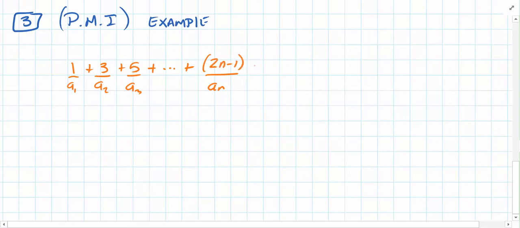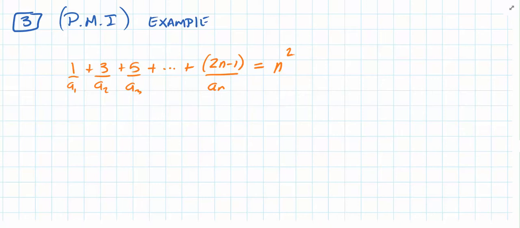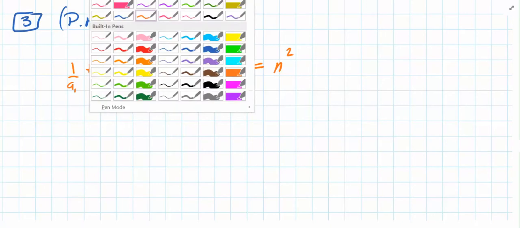All right, and we are saying that that simply adds up to what? What did we discover? N squared. Okay, now, this is a very, very classic, simple example of the principle of mathematical induction. So what I want to do is take you through all the parts of this, before we dive into it.